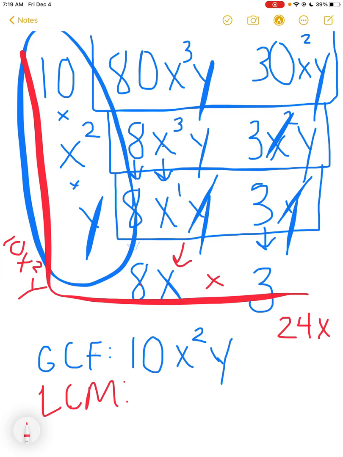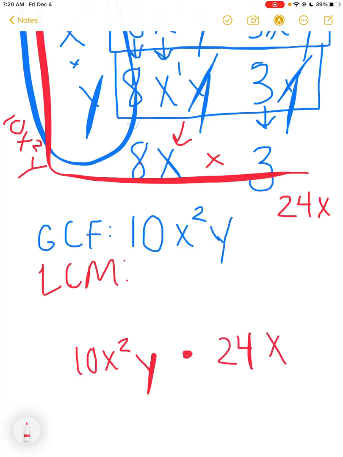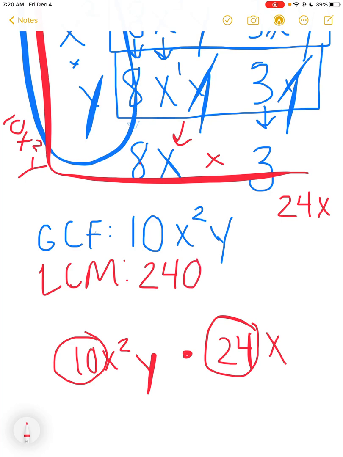Now I have to multiply those two pieces together. I'm going to slide down so I have a little bit more workspace. The 10x squared y, I'm going to use a dot for multiply. I need to multiply that by 24 times x. So look for your like pieces. We need to multiply our two numbers together, 24 and 10. If I multiply 24 and 10, I get 240. So we took care of those.